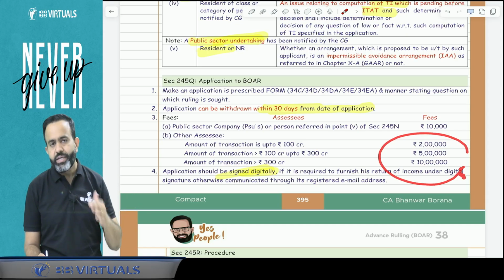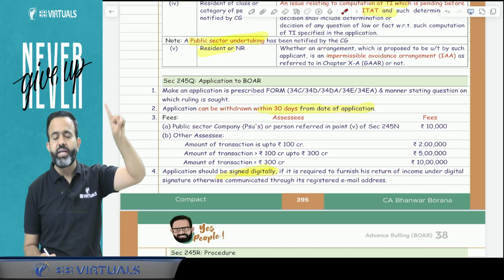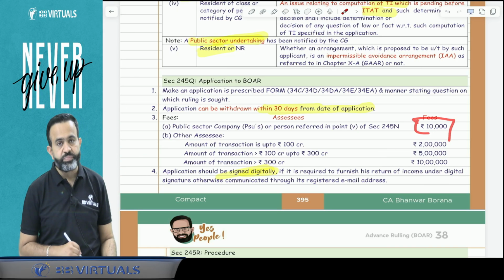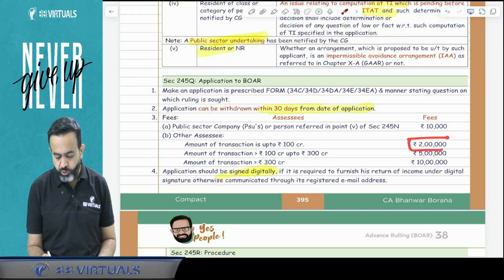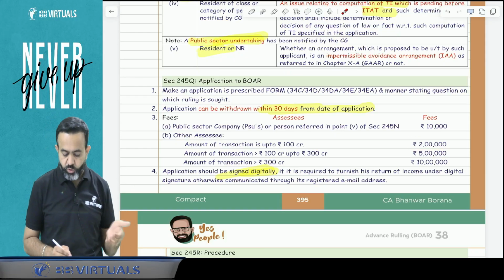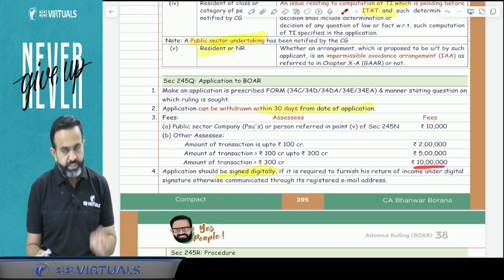And guys, what is the fee? In case of a PSU, or in case of a resident or non-resident GAAR case, 10,000 rupees is the fee. Now in other cases, if your transaction is up to 100 crore rupees, then 2 lakh rupees fee. Transaction value more than 100 crore up to 300 crore, 5 lakh rupees fee. More than 300 crore, then 10 lakh rupees is the fee.